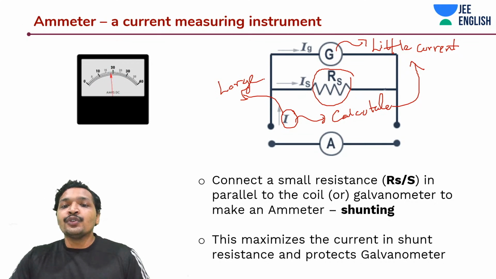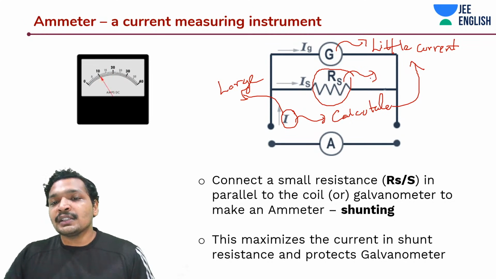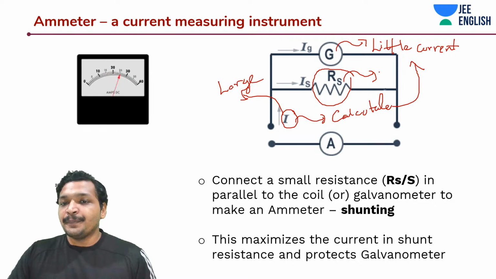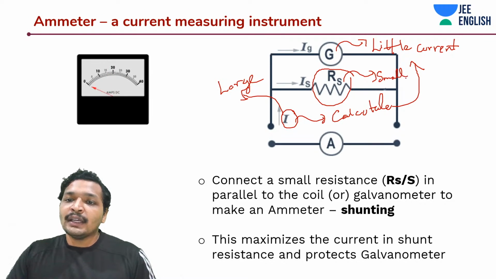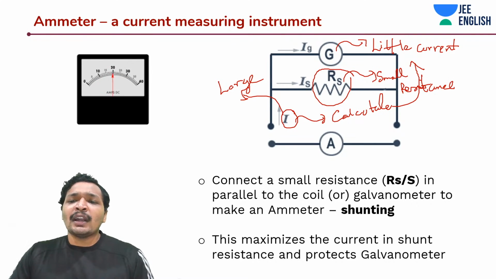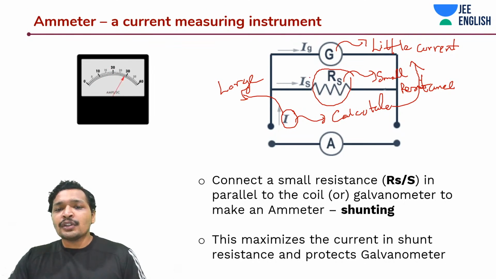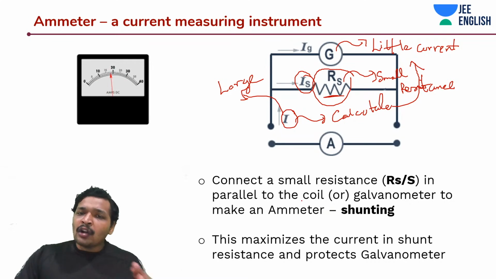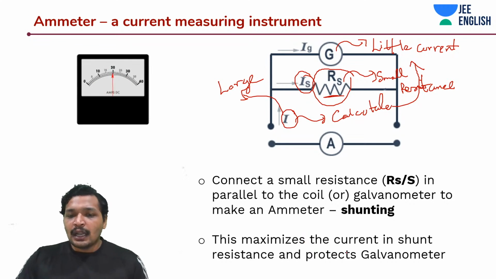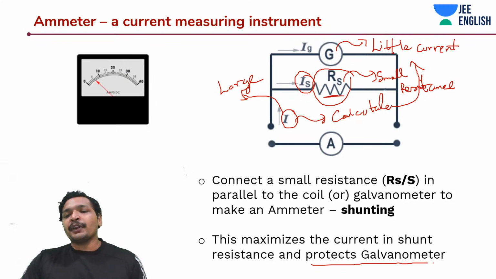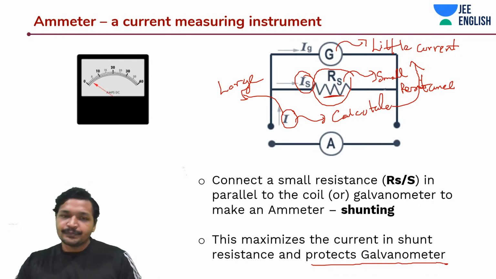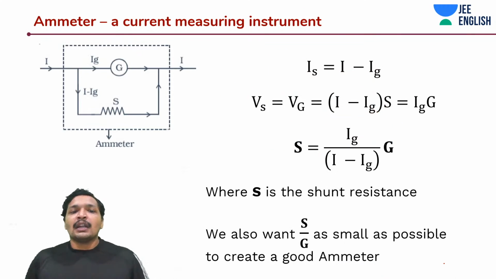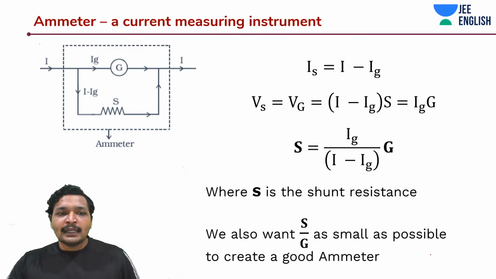And how did you do it? You used a very small resistance shunt resistor. Okay, small resistance. So what happened? Most of the current chose this small resistance part. And what also happened? You are able to measure a large current, and you are protecting the galvanometer as well. Easy. Now this is how it typically looks.